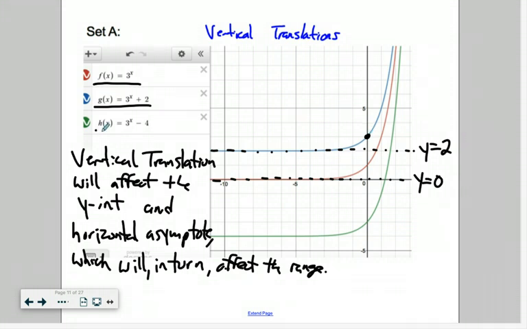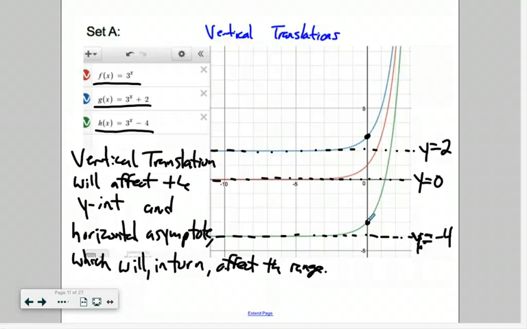Same thing happening here in the green graph, where you've got 3 to the power of x minus 4, and if you look carefully at the green graph, its horizontal asymptote has been shifted to y equals negative 4. Okay, and then again, that's also affected your y-intercept, which now has been shifted down 4. Okay, these vertical translations are going to affect obviously your y-intercept because they're y values, and your horizontal asymptotes, which in turn will then affect your range.